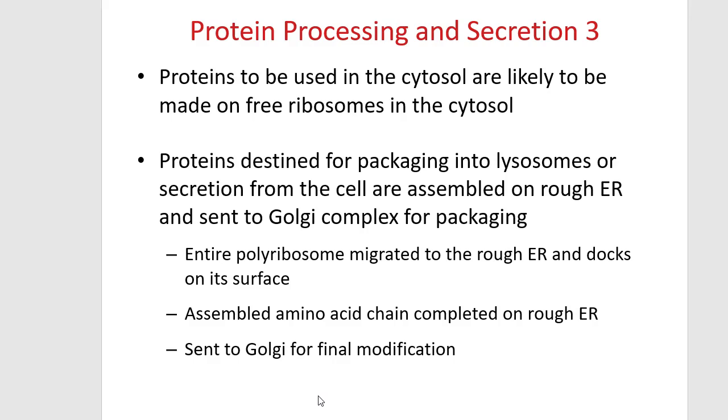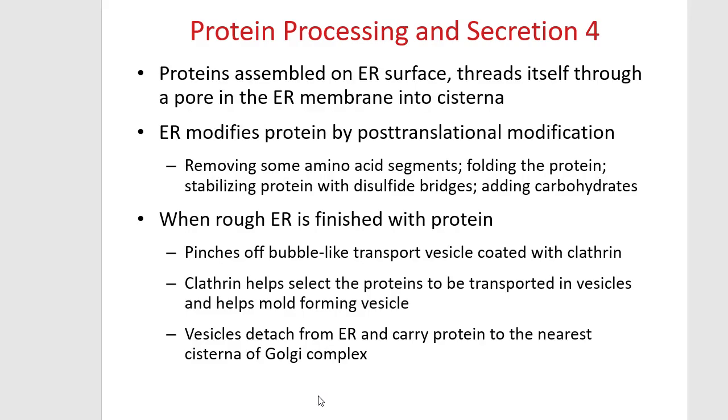Proteins that are to be used in the cytosol are likely to be made on free ribosomes because remember we have free ribosomes in the cytosol kind of floating around. Then we have other proteins that go to the Golgi apparatus, which we talked about, because they are the UPS of the cell. They ship it, they sort it, they package it. So we have 2 different destinations.